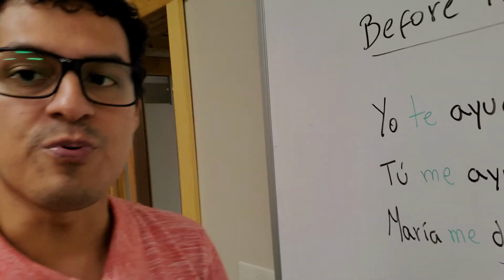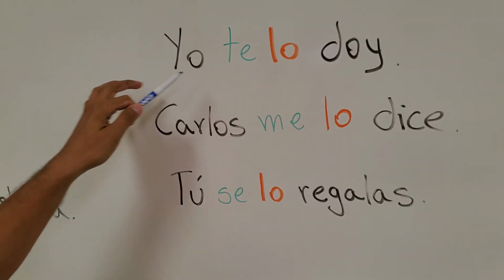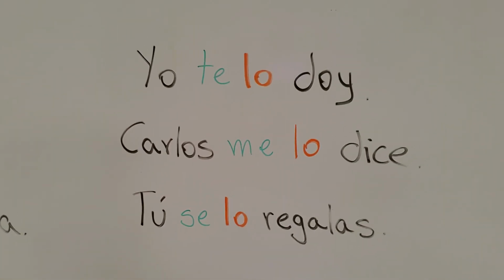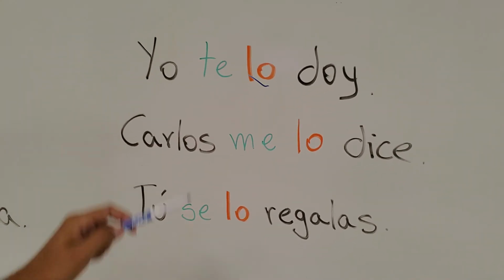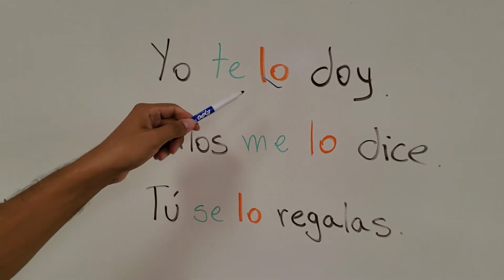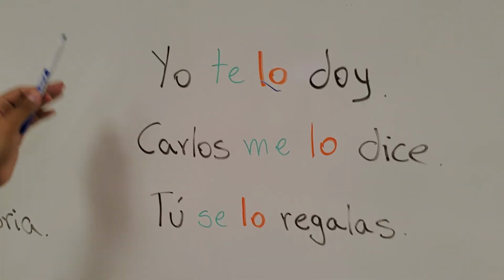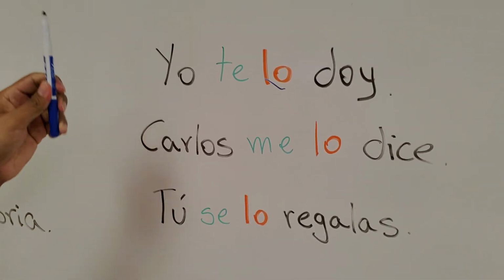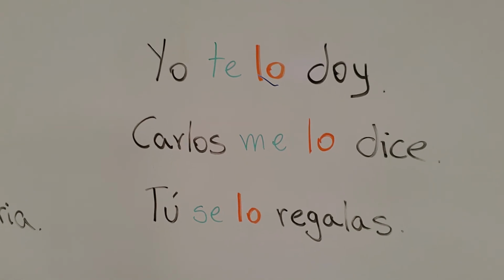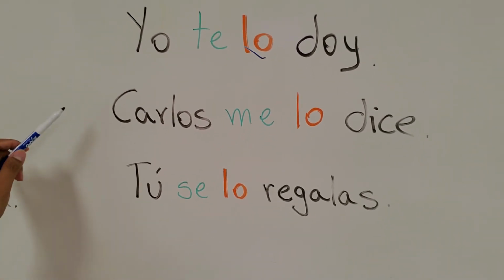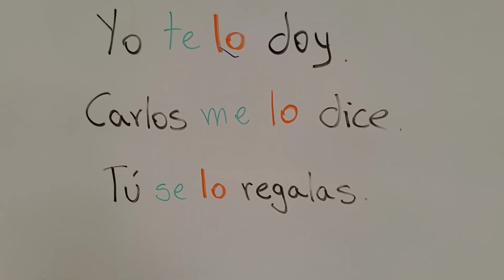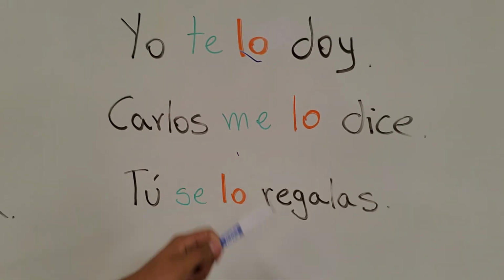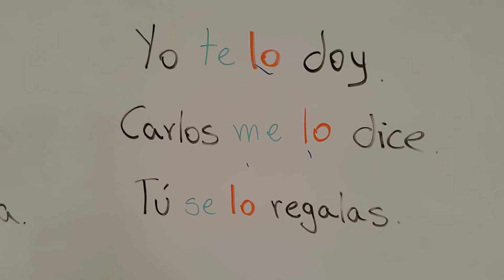When we have two pronouns, we will do this. We will say, yo te lo doy. I give it to you, right? Of course, we need context here to know what it is. According to the conversation that we have, we will guess what lo is standing for. And here we have Carlos me lo dice. Me, one pronoun, lo, another pronoun.